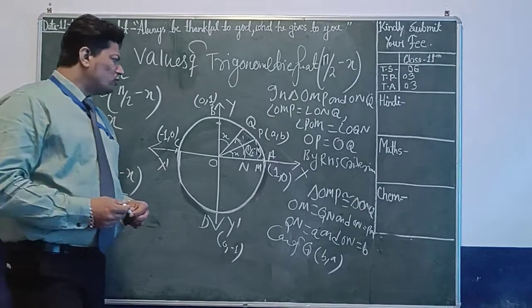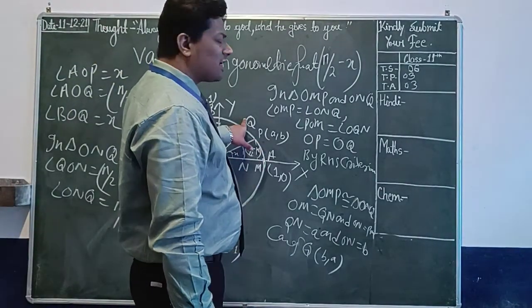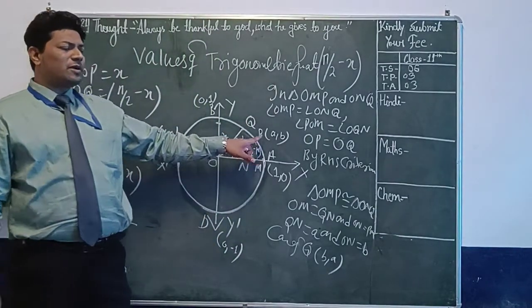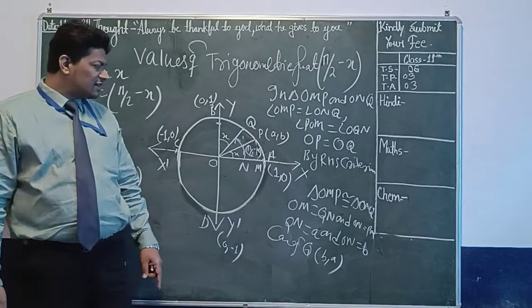Now what we have to do, we have to take 2 points. We have to take first point P and then we have to take one point Q. When you take it on the same circle, if you take point P, you have the coordinates of point P as a, b. Is it clear?